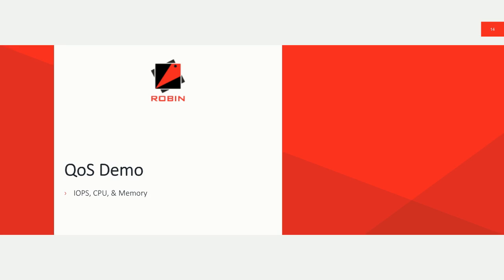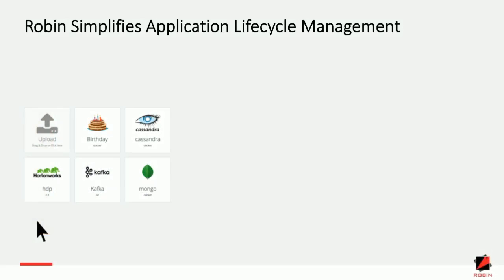All right. So now let's move on and look at some of the other things the platform is capable of, and how we go about solving our other management problems. We talked about deployment complexity. In Robin, deploying software is extremely easy. Essentially, you have this notion of an application catalog, which has a collection of bundles. So you can see Hortonworks, Kafka, Mongo, Cassandra, and there are many more that we support out of the box today.